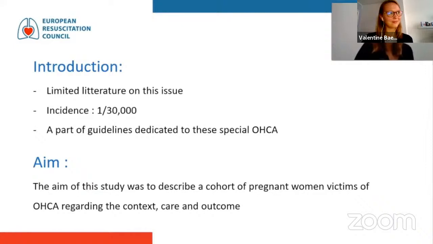The literature on cardiac arrest during pregnancy is really limited. What do we know on this issue? We know that the estimated annual incidence is 1 in 30,000 inhabitants. We know that part of the international guidelines of care during out-of-hospital cardiac arrest is dedicated to this special issue. So we wanted to observe and describe a cohort of pregnant women victims of out-of-hospital cardiac arrest regarding the context, the care and outcomes.